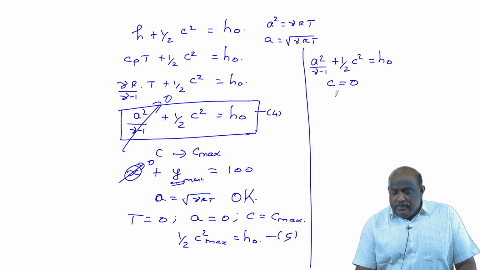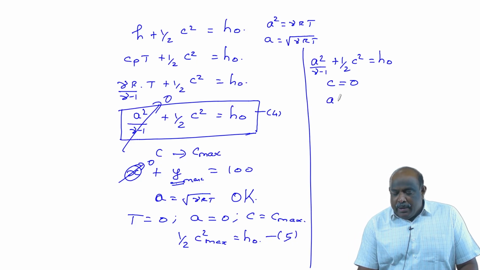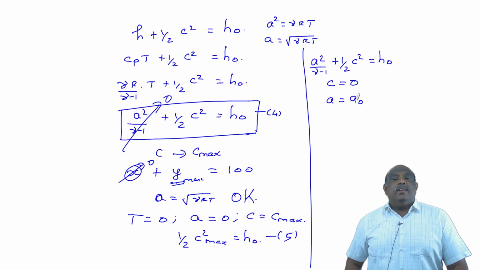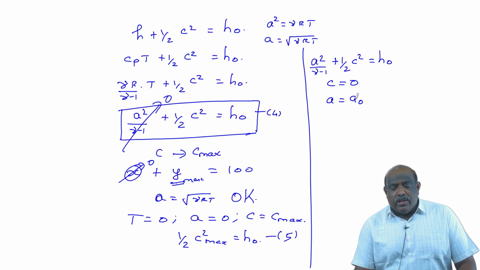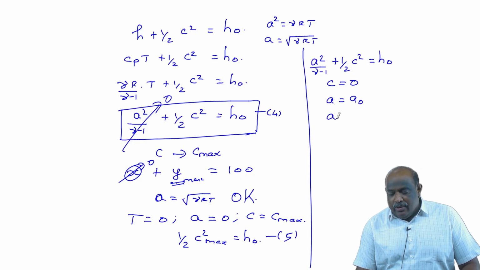Then this A will become A naught. What is A naught? A naught is nothing but the square root of, can anyone tell what the formula for A naught is? Yeah, you are right. It is nothing but not gamma RT, it is gamma R T naught.